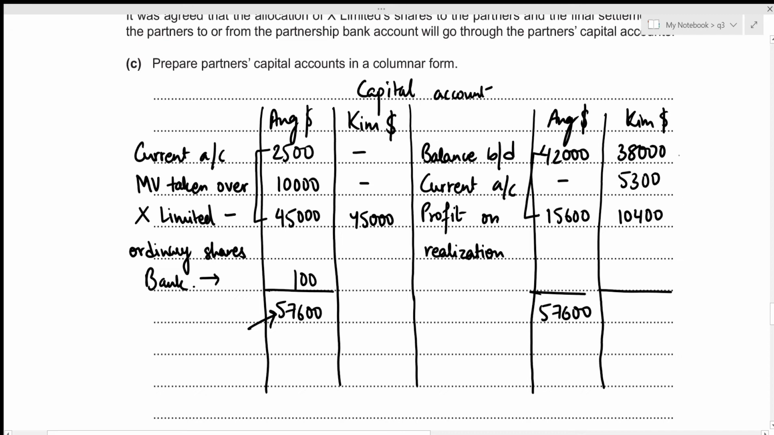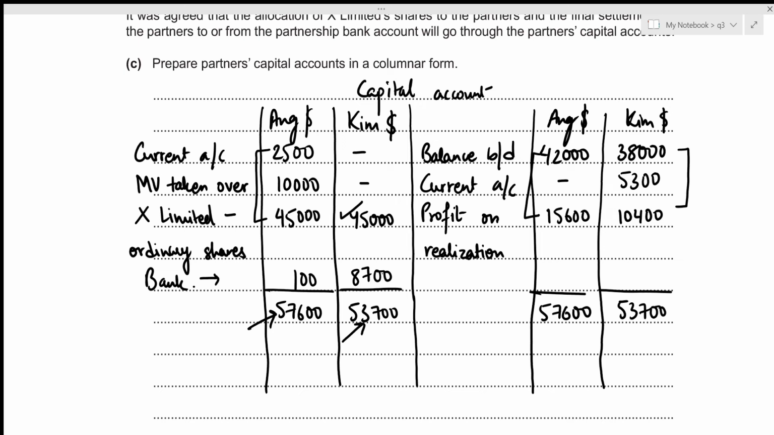Now we repeat the same process for Kim. So the credit total for Kim is going to be the sum of these 3 amounts. That's 38,000 plus 5,300 plus 10,400, which results in the value of 53,700. And this total is to be for the debit side as well. So that's 53,700. Again, the bank acts as our balancing figure, and in order to figure out the balancing figure, we need to subtract this amount from the total. In this case, that's 53,700 minus 45,000, which results in the value of 8,700. And since the partnership no longer exists as it is being taken over by X Limited, we do not have any opening balances for next period. So this concludes the partnership's capital account as well as the third part of this question.